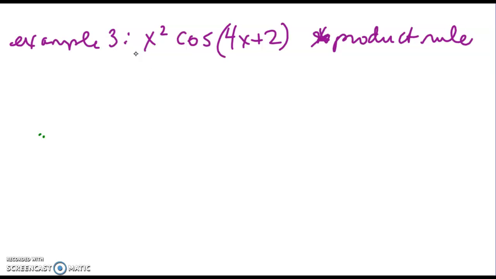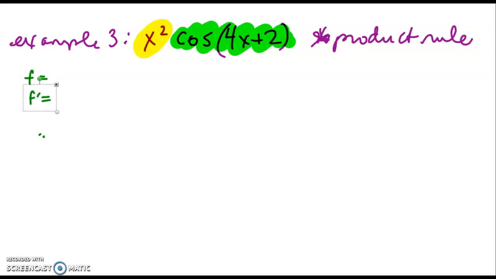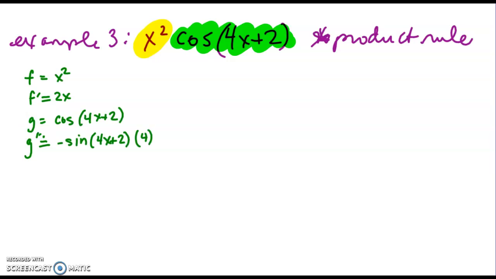Example 3, and this is the last example. You can see that here we've got our variable x squared. It's being multiplied by this whole part, which also has an x. So we're going to have to use the product rule here, as we have in the past. So I will leave you to set up f prime, g, and g prime, and that should be right.